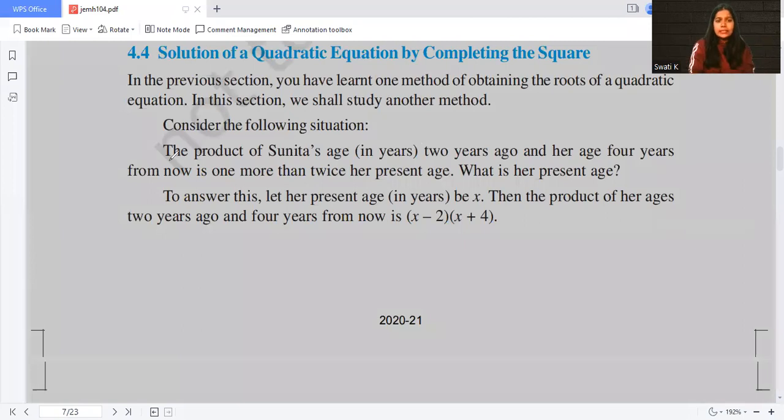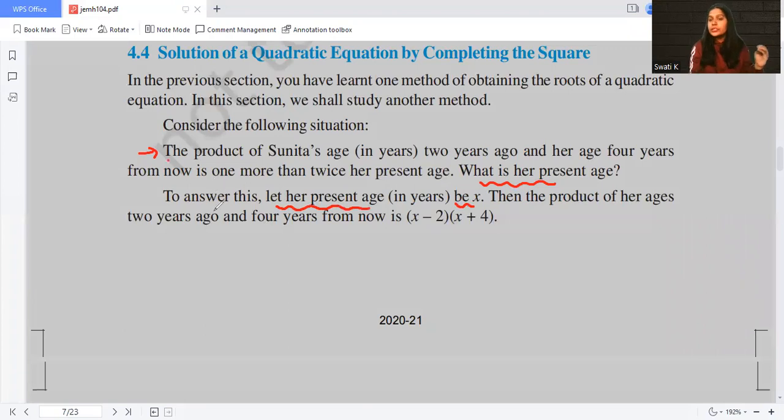So let's understand that the product of Sunita's age in years 2 years ago and her age 4 years from now is one more than twice her present age. What is her present age? What are they asking? They are asking what is her present age. So whatever they are asking that we are not aware of, that means that is a variable. So we have to consider that as one variable. So you can start with: let her present age be X. All right. Let her present age be X.